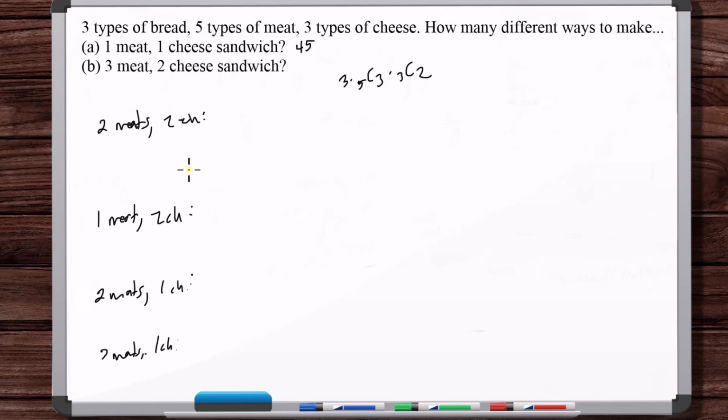Now, you want to be careful and think about whether there are any overlapping outcomes with these OR criteria. There shouldn't be. There's no way you can have a 2 meat, 2 cheese sandwich and at the same time have a 1 meat, 2 cheese sandwich, right? So there are no overlapping outcomes. These are just pure separate counting problems that you need to add up.